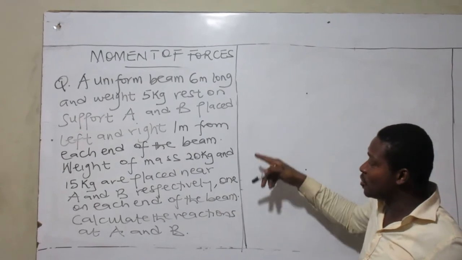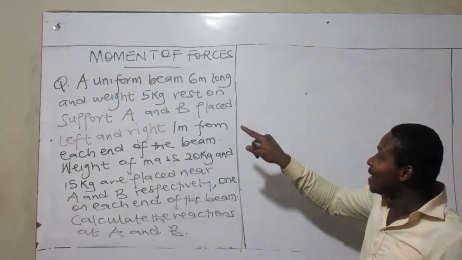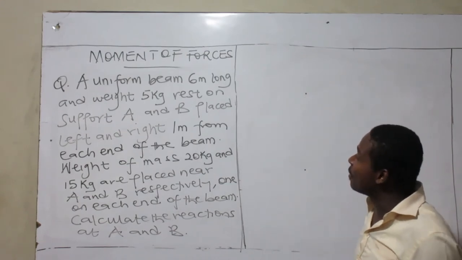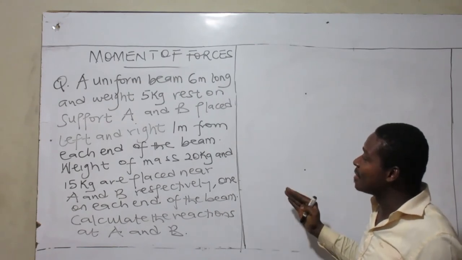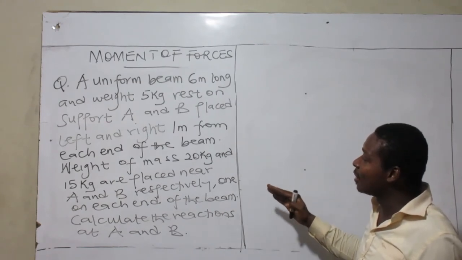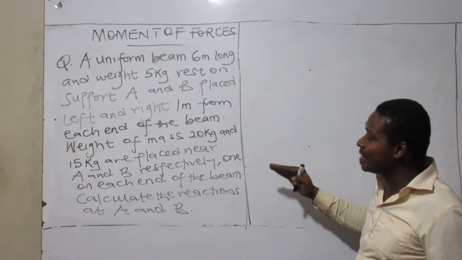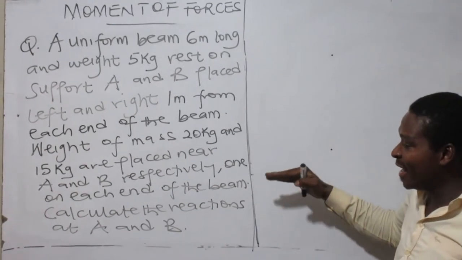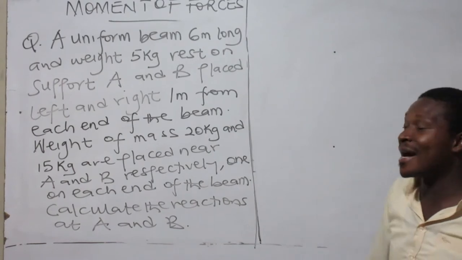And this question has no drawing, meaning we have to provide our own drawing here. Good. A uniform beam 6 meters long and weighing 5 kg rests on supports A and B placed 1 meter from each end of the beam. Weights of mass 20 kg and 50 kg are placed near A and B respectively, one on each end of the beam. Calculate the reactions at A and B.